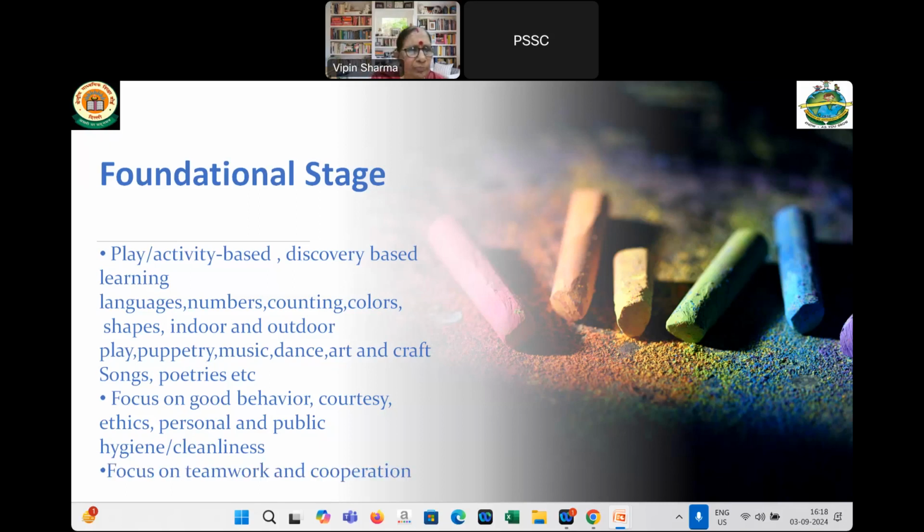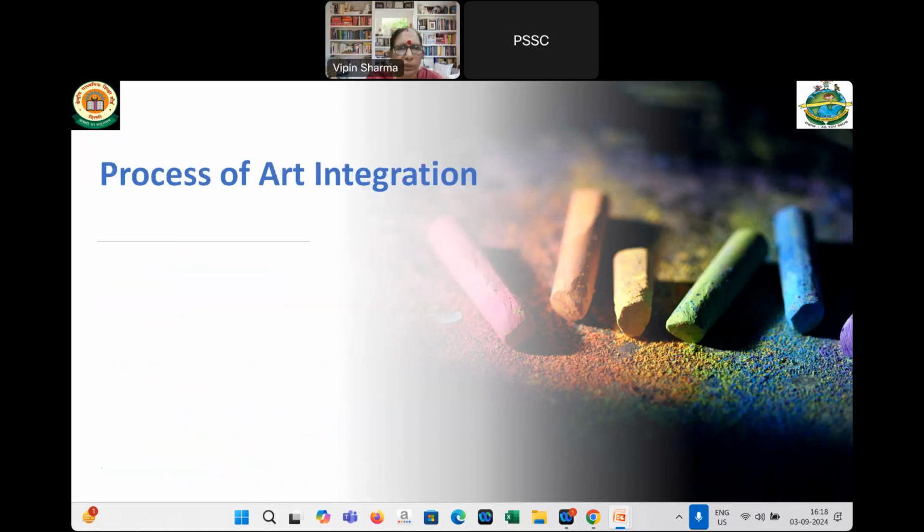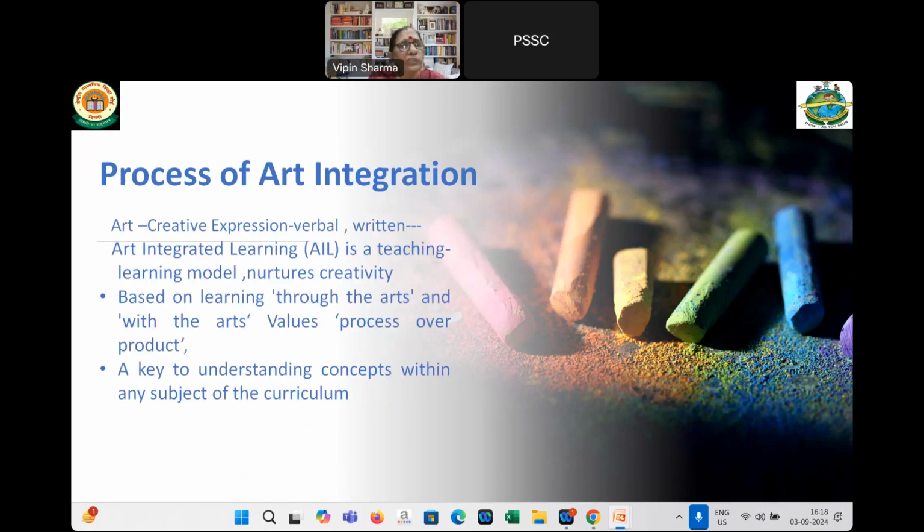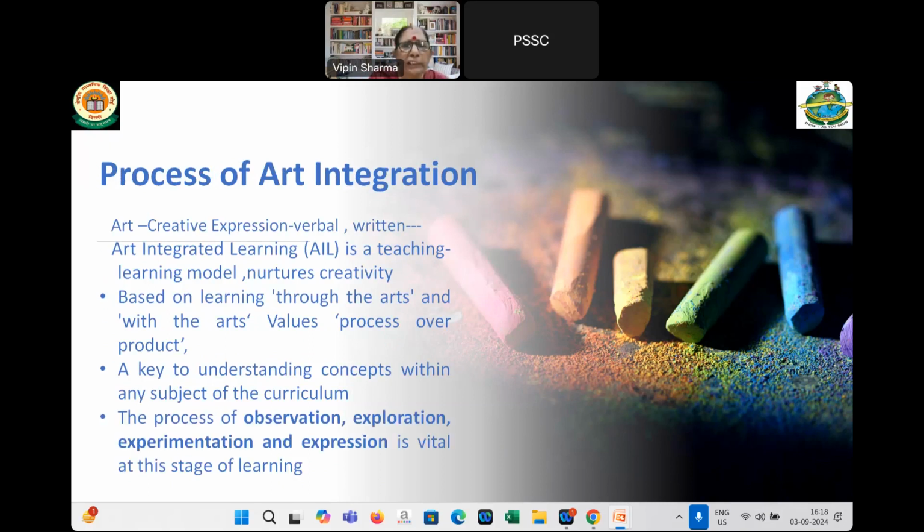When we have even a drawing class, they can focus on teamwork and cooperation. Tell them just. Okay, the process of art integration. Art, as I said, is creative expression, verbal, written. Art integrated learning is a teaching learning model that nurtures creativity. And what is creativity? It is associated with the divine powers.